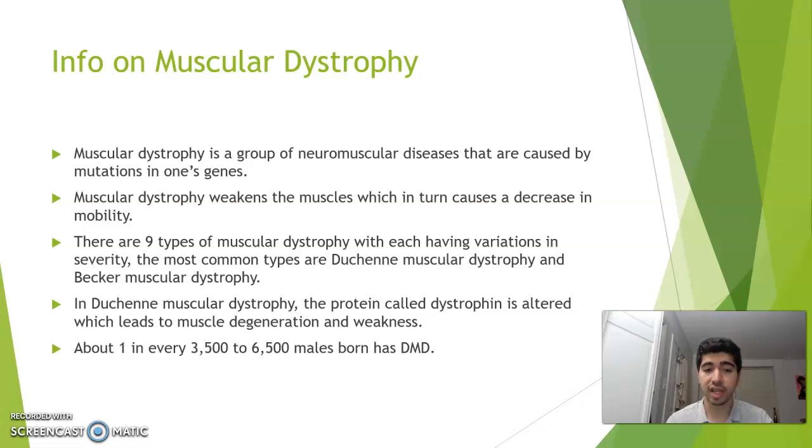They each have their own variation and severity, and we see that the most common types are Duchenne muscular dystrophy and Becker muscular dystrophy. In Duchenne muscular dystrophy, the protein called dystrophin is altered, which leads to muscle degeneration and weakness. About 1 in every 3,500 to 6,500 males that are born have DMD.